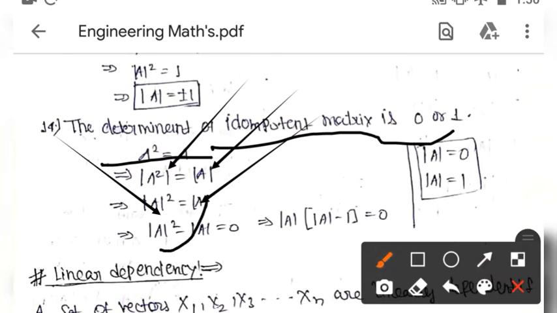it becomes determinant of A whole to the power 2 minus determinant of A is equal to 0. Now from these two, take determinant of A common, which gives determinant of A times determinant of A minus 1 is equal to 0, meaning determinant of A is either 0 or 1. So the determinant of an idempotent matrix is either 0 or 1.